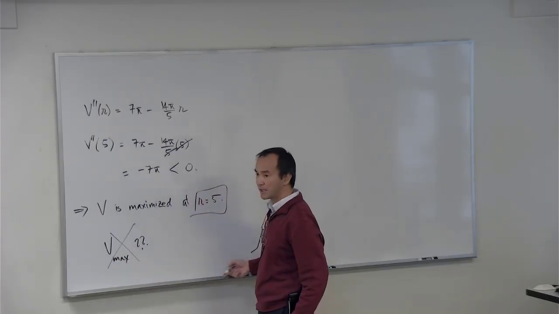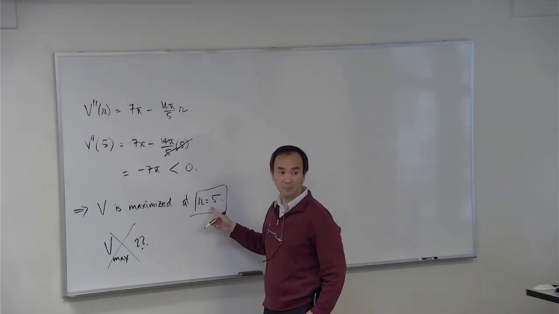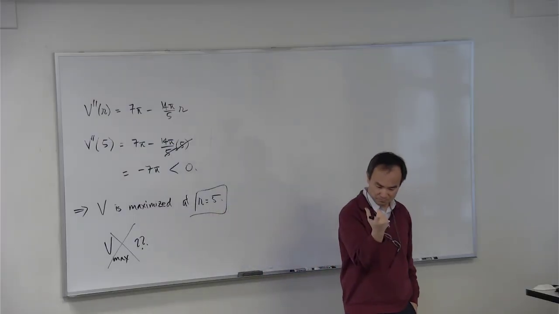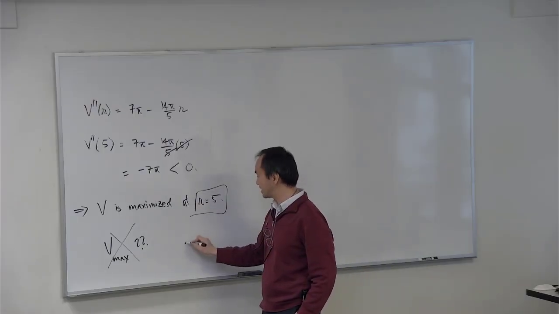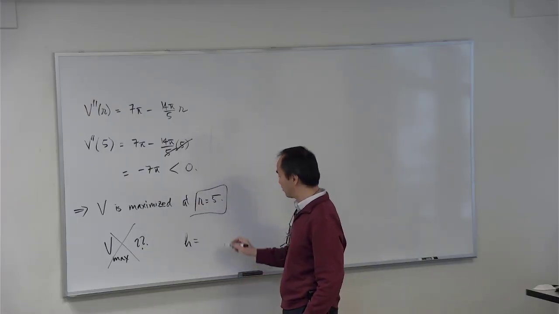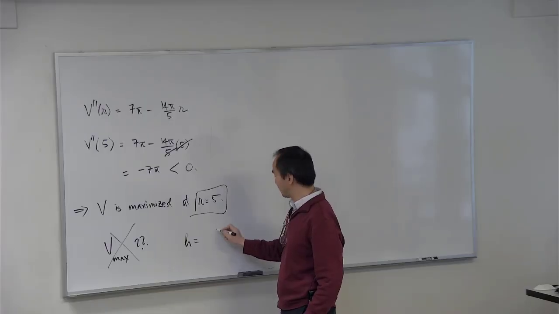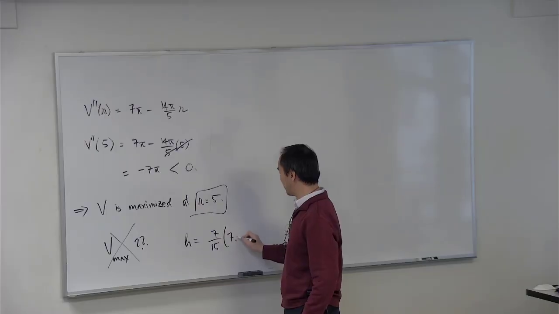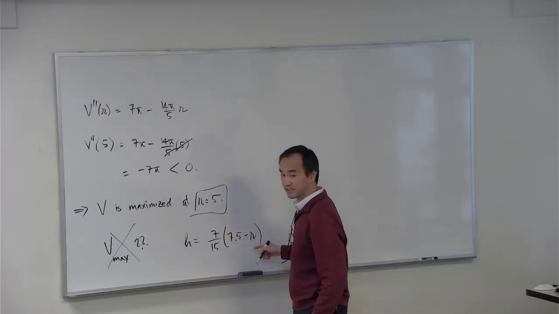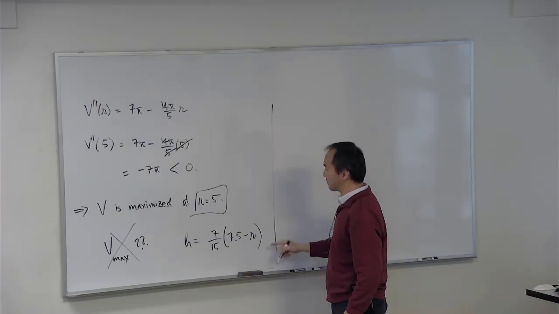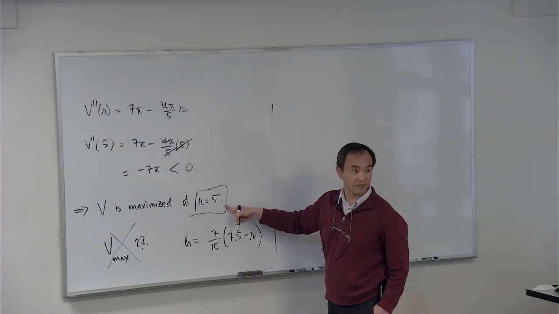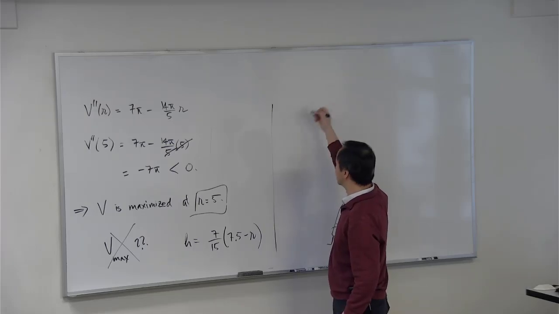But we need to go back to H. We need to find the other dimension, because this cylinder has 2 dimensions. So now we found r, right? So that means H here is, and I can go with that reduced formula, 7/15 times 7.5 minus r. You guys following? I can use that to find the other dimension, because that other dimension together with r equals 5 will give us the maximum volume of our cylinder.